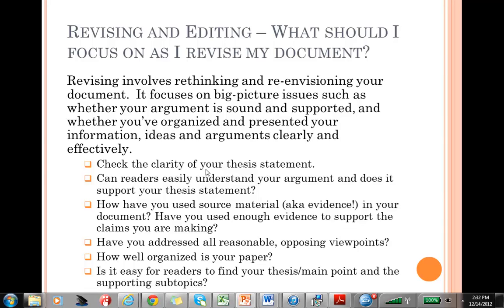How well is your paper organized? Are your subtopics in the right order? If not, switch them around, try them out in different orders. Is it easy for readers to find your thesis main point and the supporting subtopics?